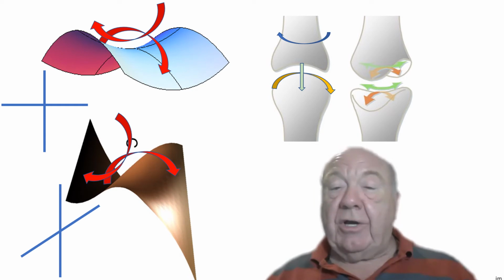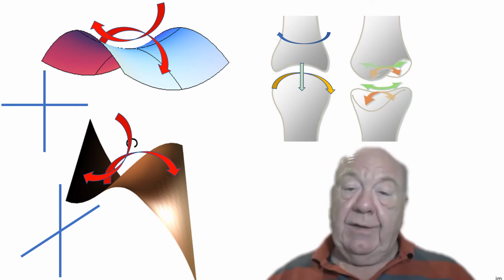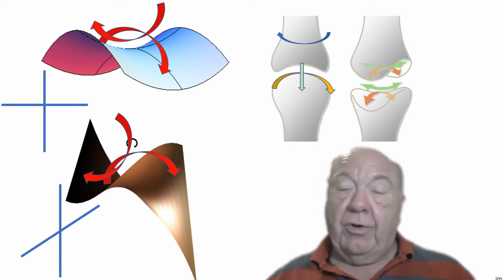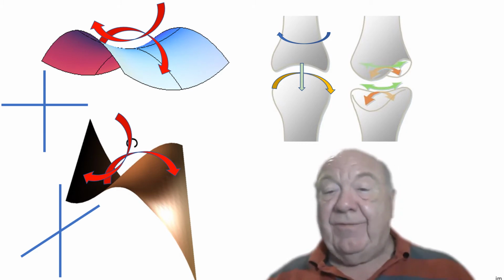On the right hand side is showing the difference between an unmodified ovoid and an unmodified saddle, and you can see what the difference is. The difference is the spin.